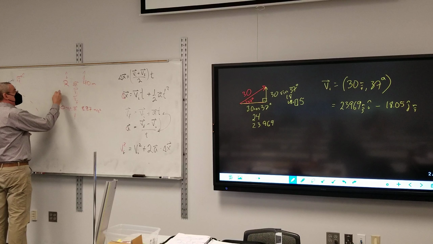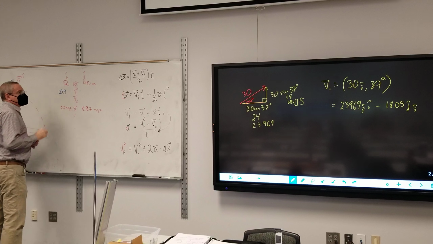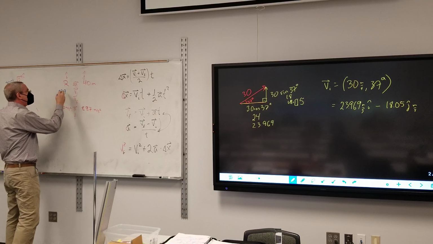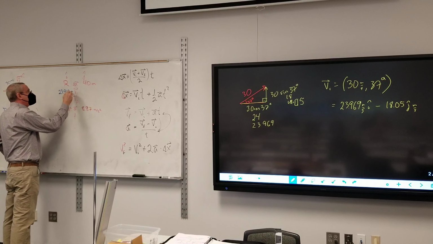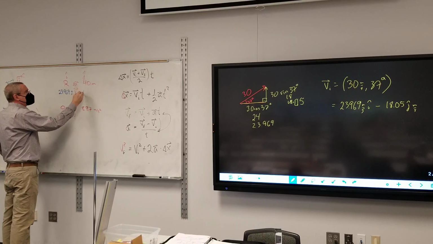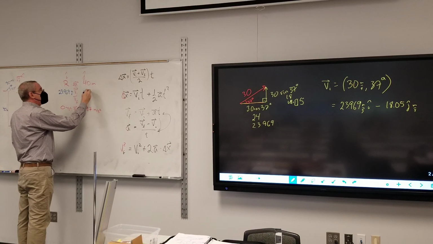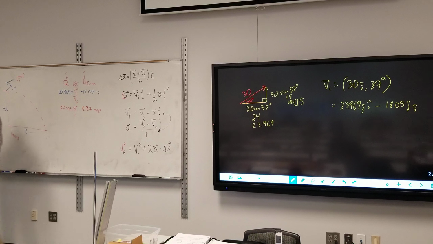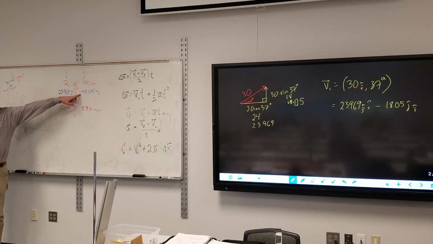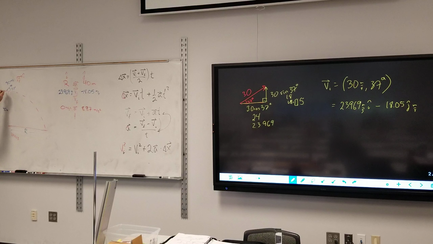So this was 23.969 and this is 18.05, negative. If you had kept this as positive, that would be as if you were throwing it that way. You'd get a much smaller range here.